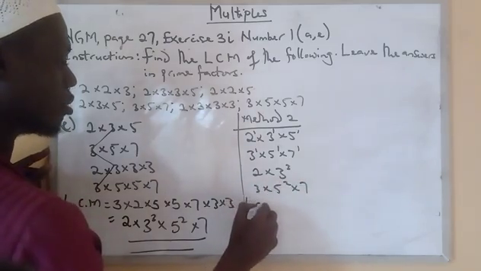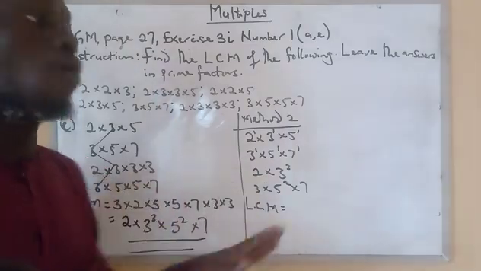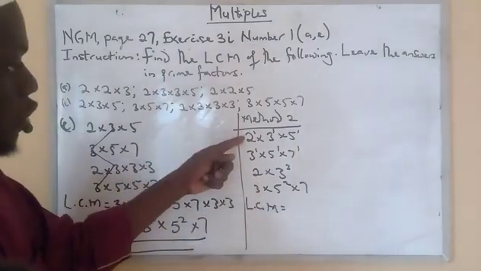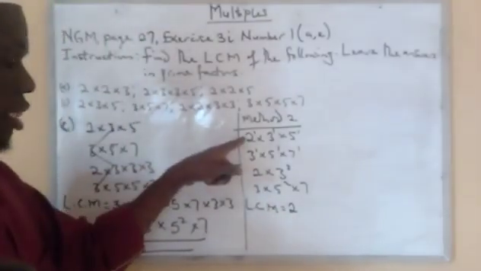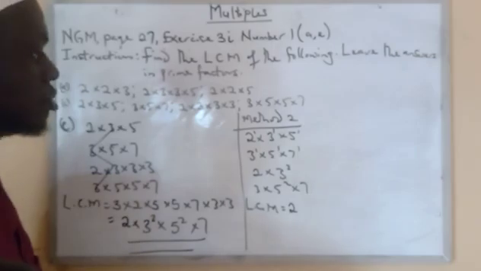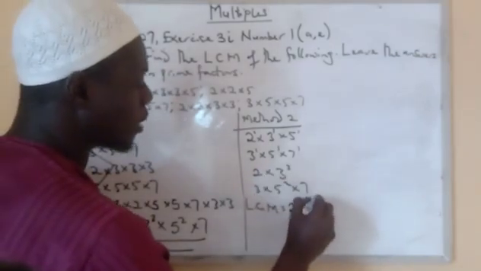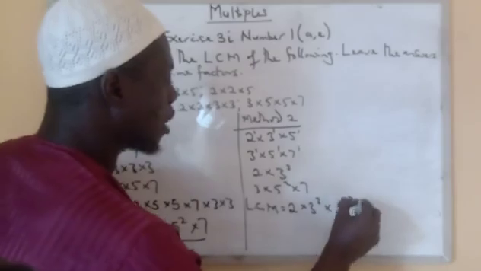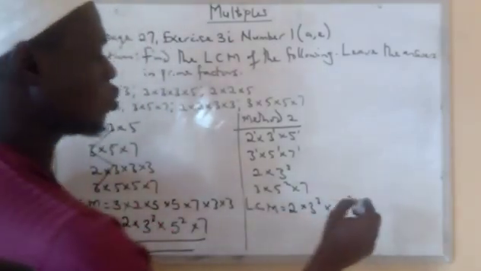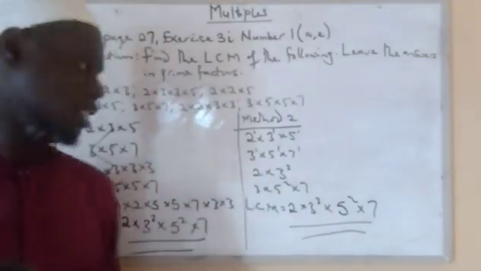So for the LCM, we pick the number that has the highest power. Let's start from the 2. 2 has the highest power of what? 1. It has the highest power of 1. We take it. We also move to 3. 3 has the highest power of what? 3 to the power of 3. We take it. What about 5? 5 has 5 to the power of 2. What about 7? So we have 1 7. I think this one is even easier to solve than this.